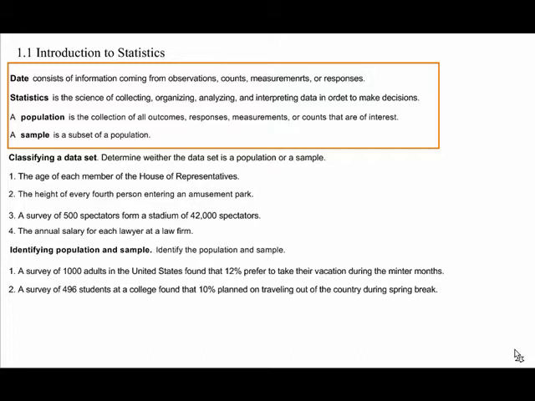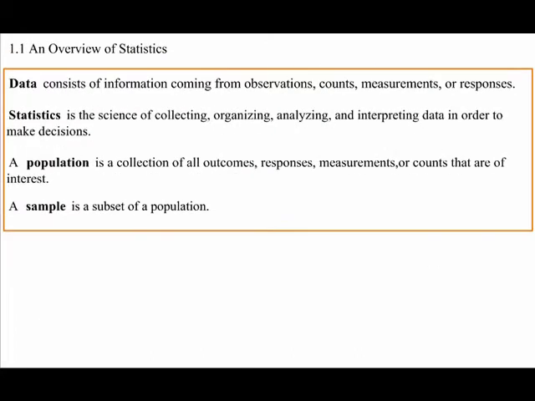So for 1.1 Introduction to Statistics, let's start with our definitions. First of all, data consists of information coming from observations, counts, measurements, or responses. Statistics is the science of collecting, organizing, analyzing, and interpreting data in order to make decisions. A population is a collection of all outcomes, responses, measurements, or counts that are of interest. A sample is a subset of a population.